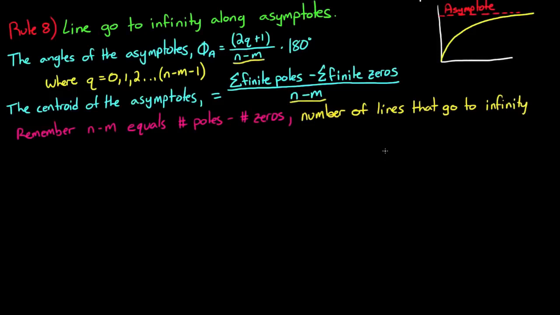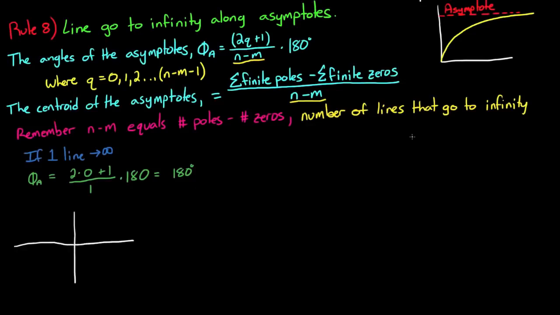So this might seem difficult, but it's really not as hard as it looks. For example, the angles of the asymptotes are only dependent on the number of lines that go to infinity, which means if you have one line that goes to infinity, the angle will always be 180 degrees off the positive real axis. So you don't have to do the math for this case because you know that if you only have one line going to infinity, it's always going to go off to the left at 180 degrees.